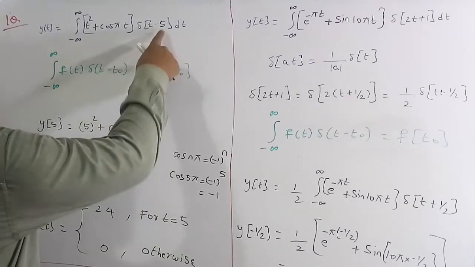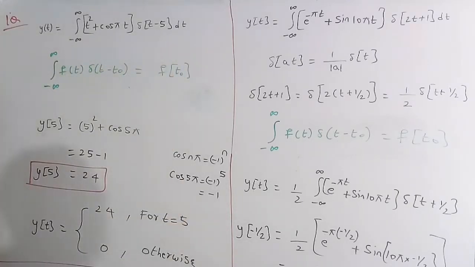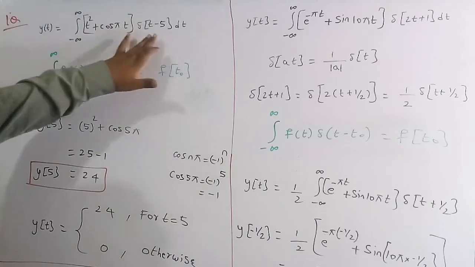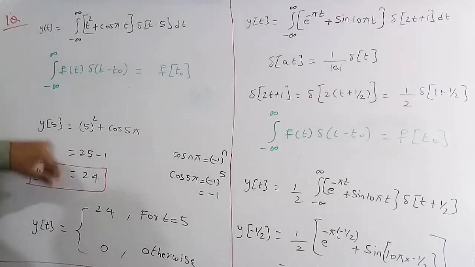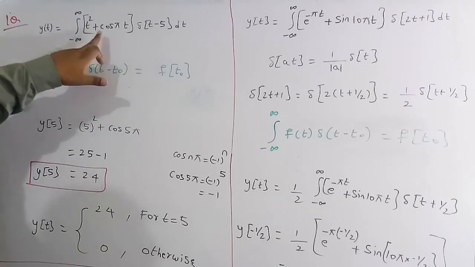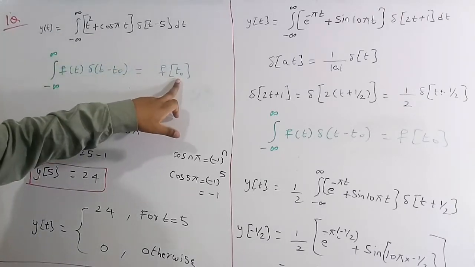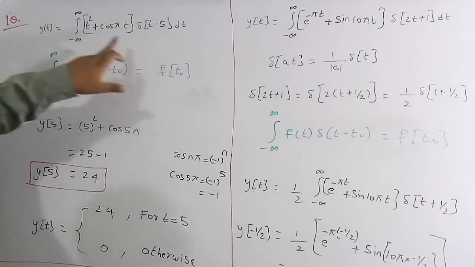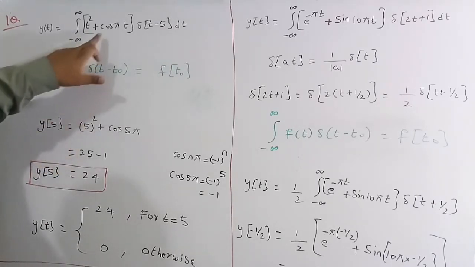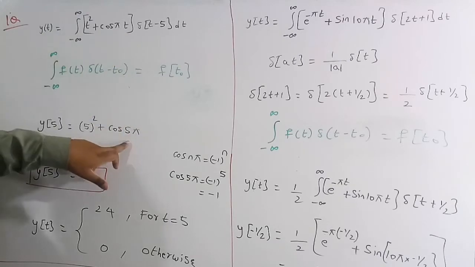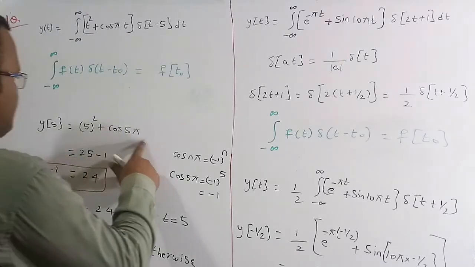So here f of t is equal to this one, and t naught is equal to 5. This function is only going to exist at the t naught value, that is, at 5. So y of t is obtained by substituting t naught, which is 5, in place of t. So we get 5 square plus cos of 5 pi. So this is nothing but cos 5 pi.